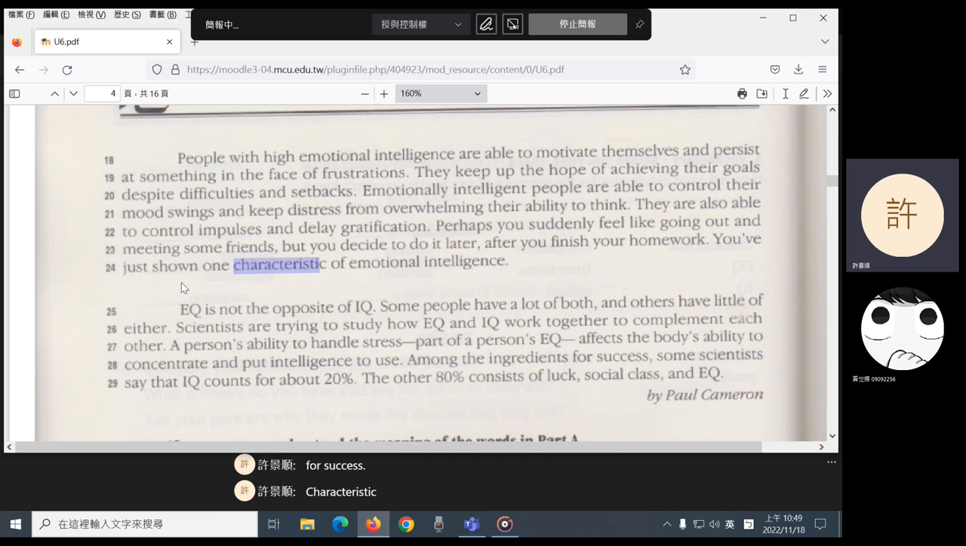Characteristic, 特质. English has many words for the idea of 特质. Characteristic, this is one. Trait. A quality. We just saw this word quality earlier. Sometimes you will see the word feature, but usually this is a special quality. And then you have attribute. This is usually used for people.